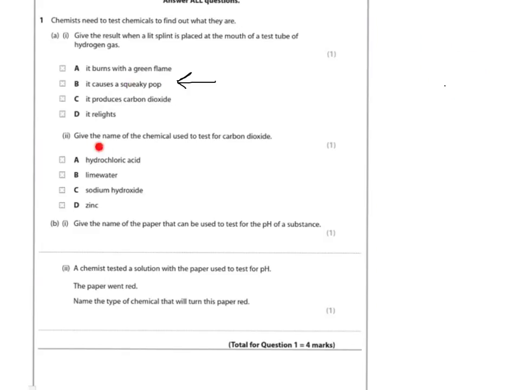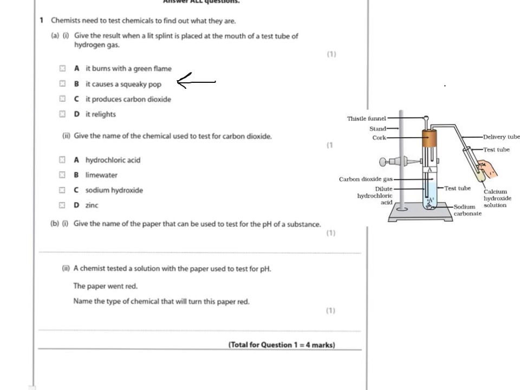This part of the question is looking at the test for carbon dioxide gas. This is the gas produced when a carbonate is added to an acid. Pass it through lime water and it'll make it go milky white.